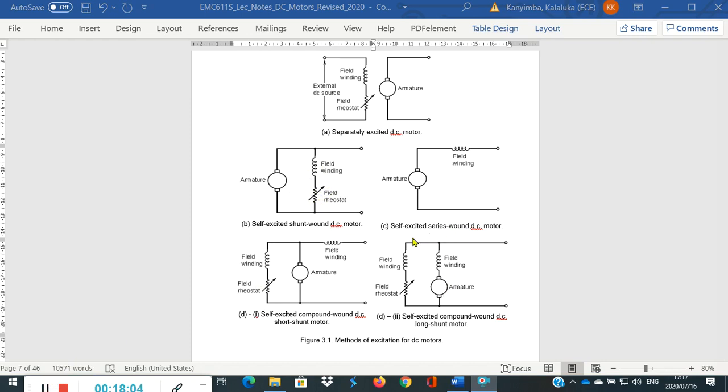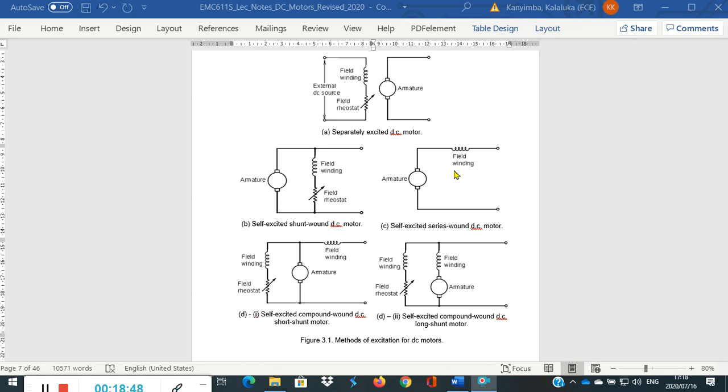In figure 3.1c, we have the self-excited series wound DC motor. In this one, this field winding, which is known as a series field winding, is connected in series with the armature winding. And then together they are connected to the DC supply. If we want to control the flux, the best we can do in this case is to connect a resistor across the field winding, which we refer to as a diverter resistor, because it diverts some current from the field winding. That way we can change the flux.